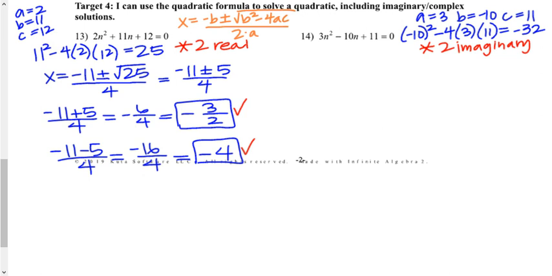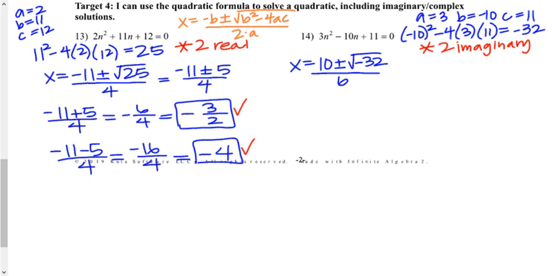Okay, so let's plug that into the quadratic formula. x equals negative b, so negative 10 will give me a positive 10, plus or minus the square root of my discriminant, which was negative 32, all over 2 times a, which gives me 6.